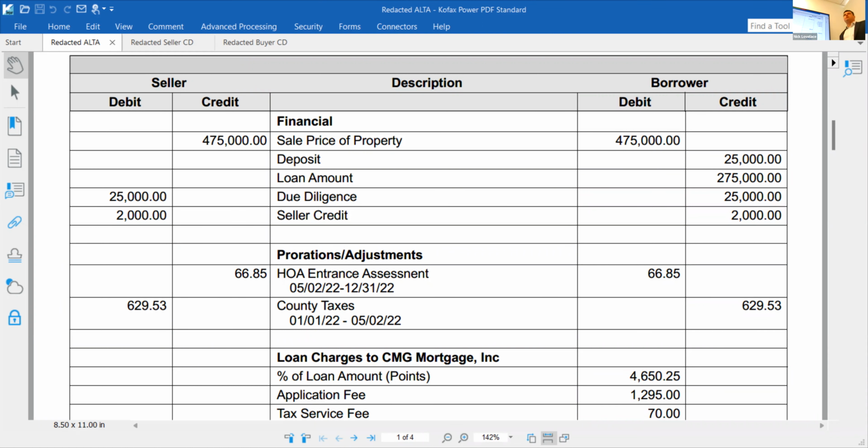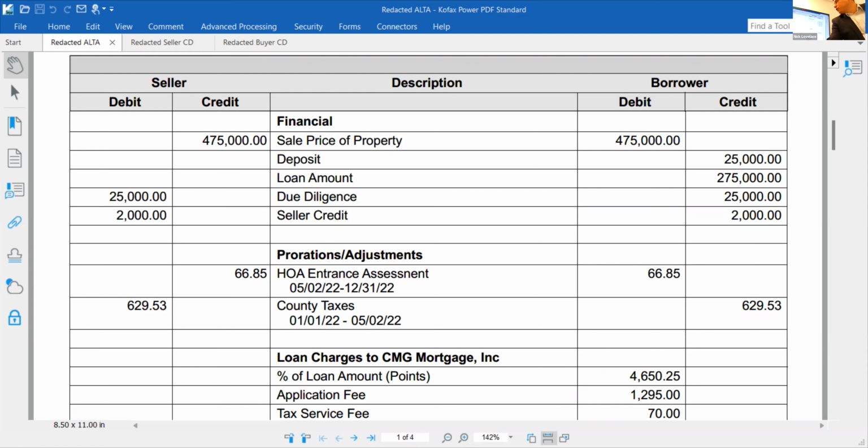We put that on there as a credit because they're signing for that note at closing. And then due diligence, same thing, seller credit. Same thing, make sure you're checking if that's there. And then with the prorations, the buyer's just going to be on the other side of the HOA proration, on the other side of the tax proration.